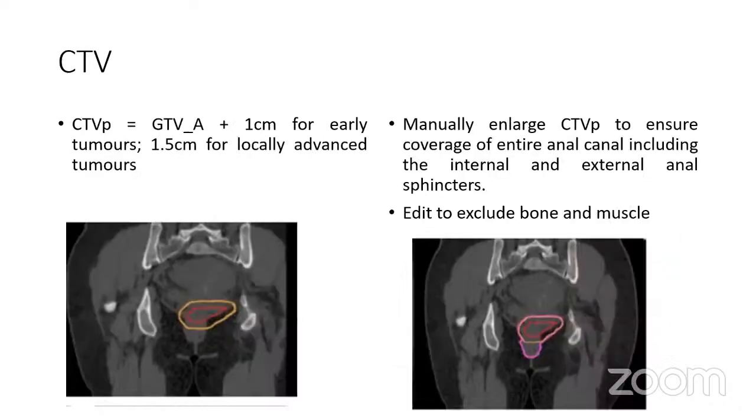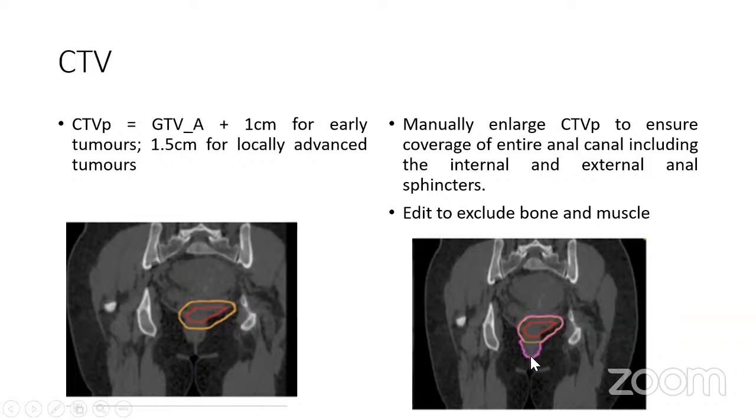And what is the CTVP? The CTVP, it's a margin to account for the microscopic disease. So from the GTV primary tumor, we give a margin of around 1 centimeter around it for the early tumors like T1, T2. Whereas if it is locally advanced, like T3, T4, or if it is a node positive case, then we go for a 1.5 centimeter margin around the GTV. So once you have created this volume, what you do is you see whether the anal canal is included in entirety in the volume. So what is the anal canal?